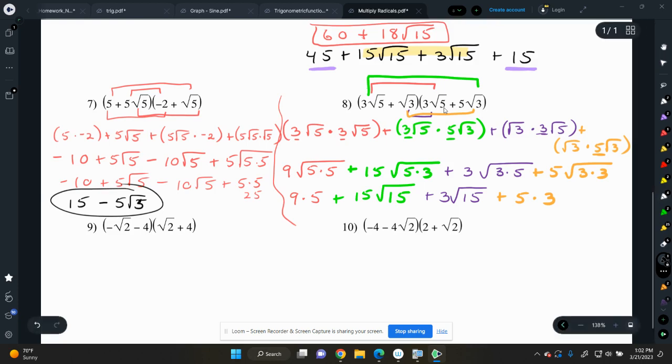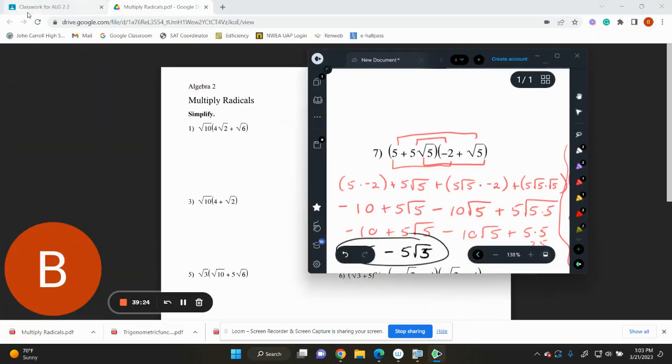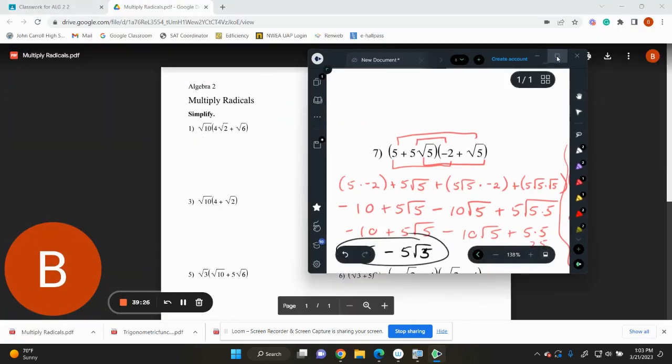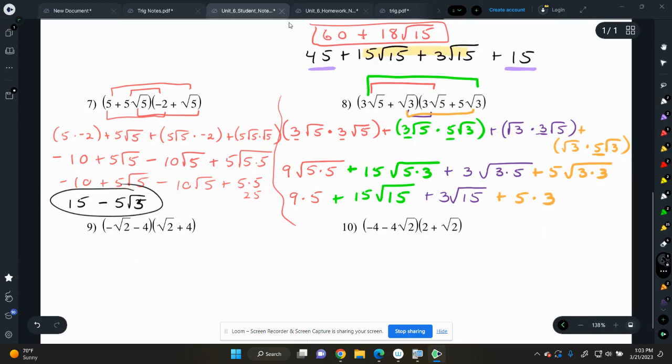Okay? What do you think? I got that second one. Okay, ready for some division? We're going to divide now. Is it easier or harder? It's about the same.